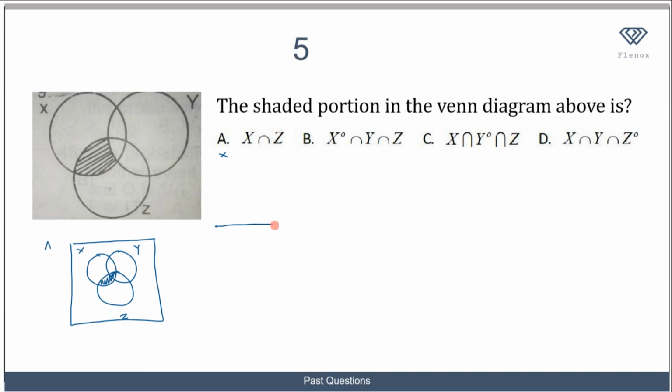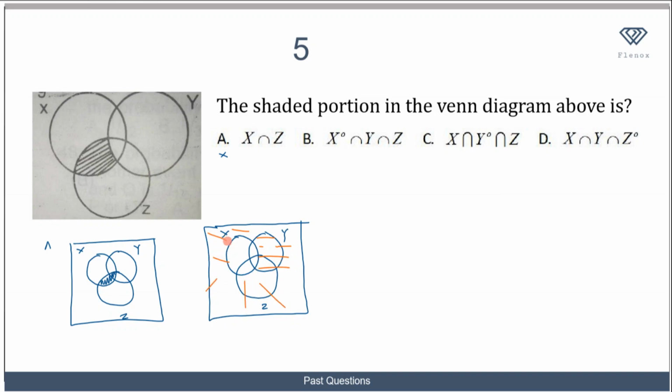If you move on to B now, we are told that it is X prime intersect Y intersect Z. To explain that, let's sketch it out. So you have X, Y, Z. What do we know is X bar? In this case, X bar represents the complement of X. The complement of X, which I will draw with the orange marker, represents all the regions that are outside of X. So it represents all these regions here that are outside of X. That is the complement of X.